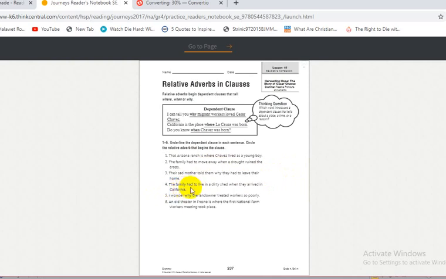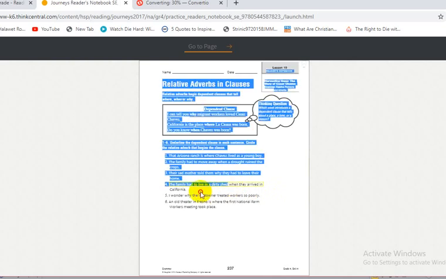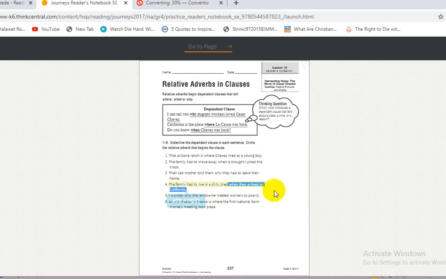Alrighty. Next we have number 4. The family had to live in a dirty shed when they arrived in California. So what's the dependent clause? When they arrived in California. So let's underline that. So when they arrived in California is our dependent clause. And which word here is the relative adverb? It's going to be when, right? It tells us when. So when they arrived in California. Excellent.